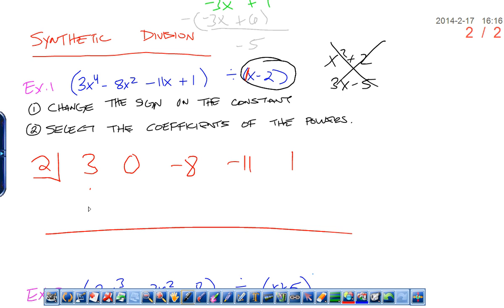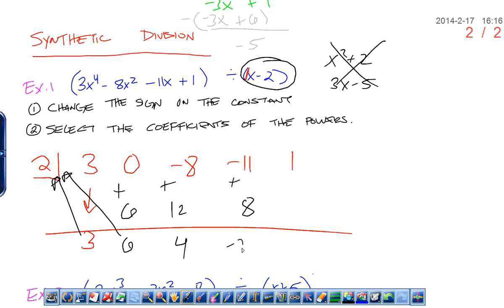If you don't understand why there's a 2 floating up there, why we brought down the 3, that's just the process every single time. Then I multiply 3 times 2, I get 6. 0 plus 6 is 6. Then 6 times 2 is 12. Negative 8 plus 12 is 4. Then 4 times 2 is 8. Negative 11 plus 8 is negative 3. Negative 3 times 2 is negative 6. 1 plus negative 6 is negative 5.